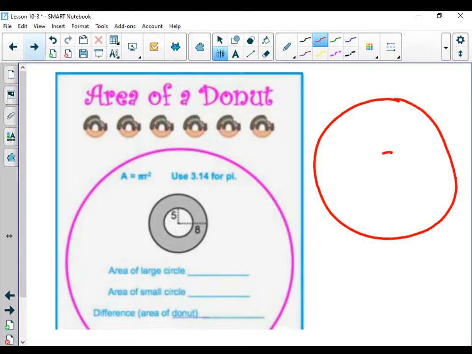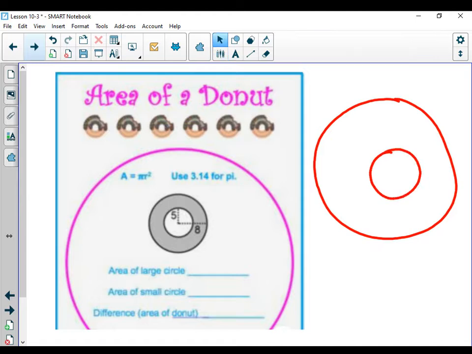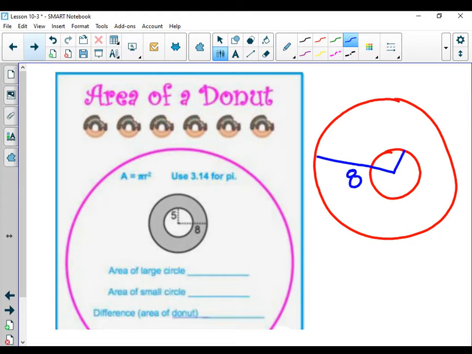I'll draw the picture bigger for you. A donut, the regular donut, not filled with anything, has a circle in the middle. Which actually now we have 2 circles, right? A big one and a little one. Very similar to Thursday when we had a big square and a little square.